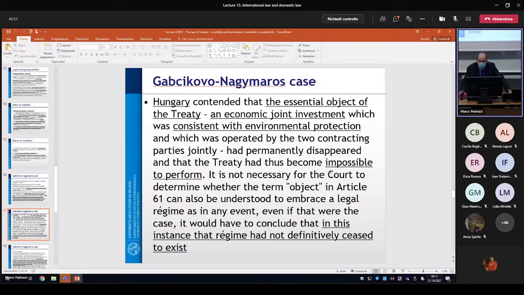Hungary, in particular, contended that the essential object of the treaty, which was an economic joint investment consistent with environmental protection, had permanently disappeared. So a first cause invoked was the impossibility of performance, Article 61. Therefore, the treaty had become impossible to perform.